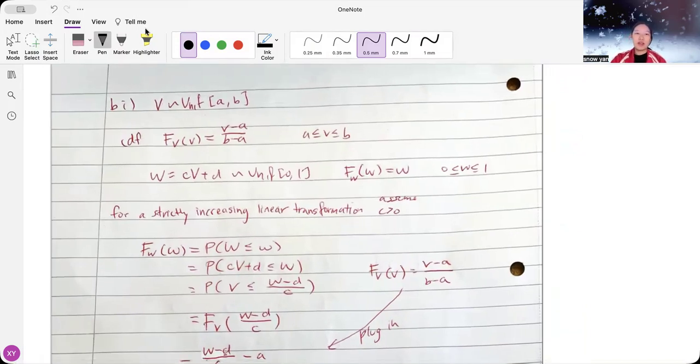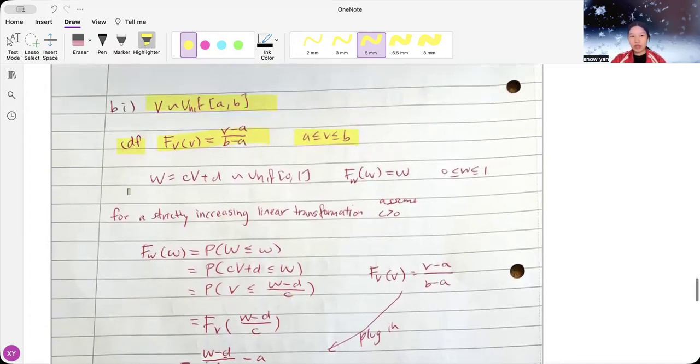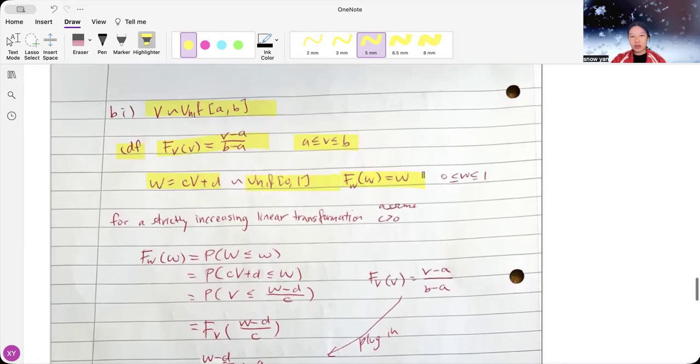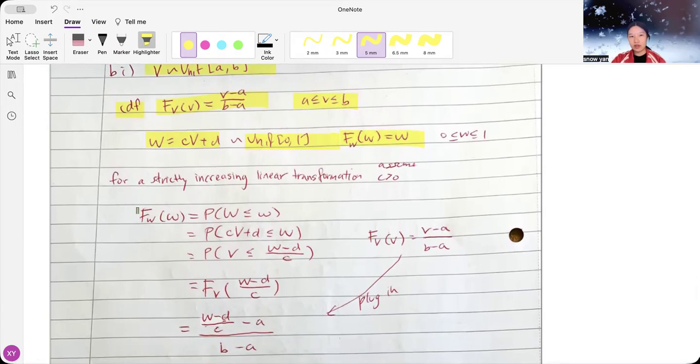So basically I know that V follows the uniform distribution from here, right? The CDF of the uniform distribution is of this form: (V minus A) divided by (B minus A), for a V between A and B. So what I'm going to do is define W to be equal to CV plus D, and this follows a uniform distribution from 0 to 1. So yeah, I'm trying to find this.